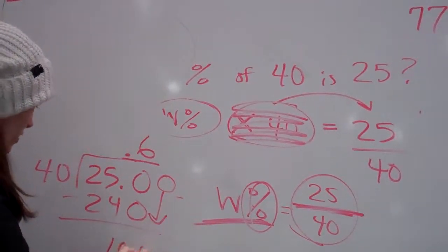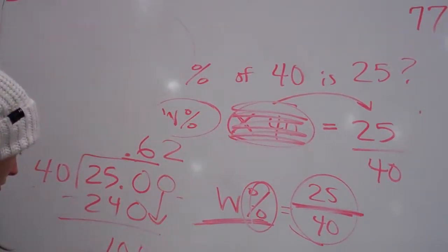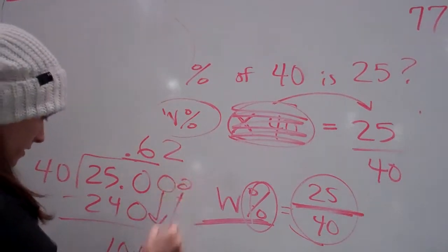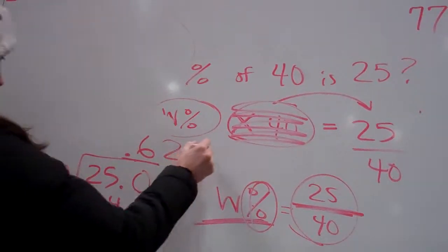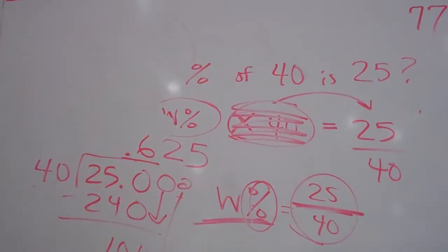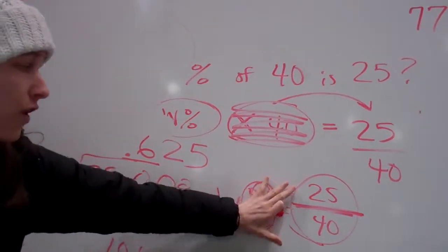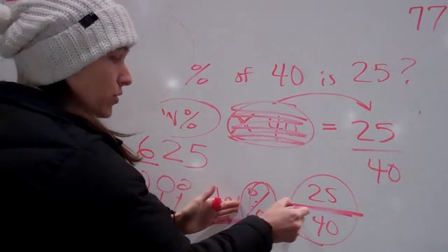And then another 0. 40 goes into 100 2 times. Subtract that. 40 goes into 200. 0.625. But the most important thing that you can remember is so far we still have what percent equals this.